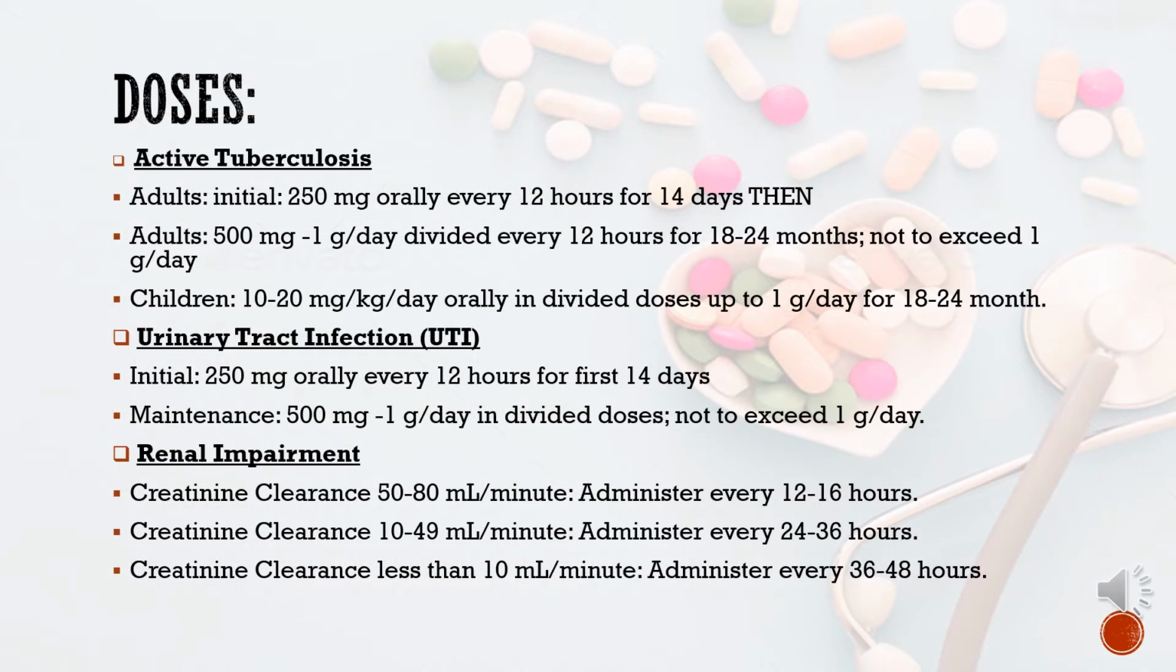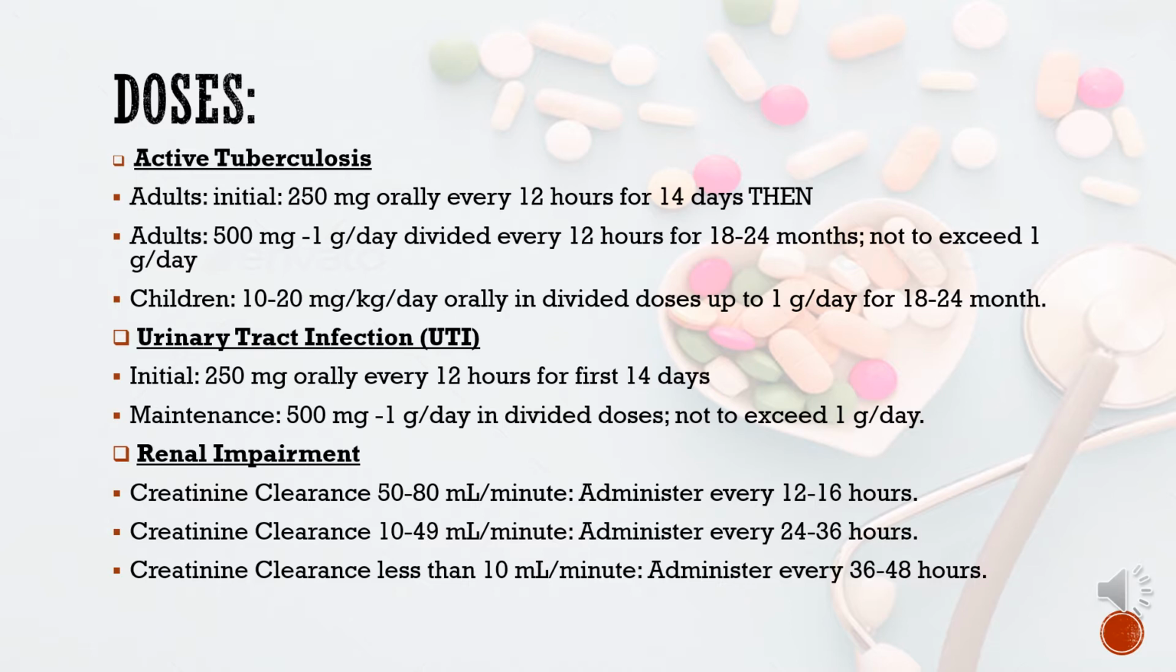These are the doses of cycloserine. For active tuberculosis in adults, we give 250 mg orally every 12 hours for 14 days, and then go up to 500 mg to 1 gram per day in divided doses every 12 hours for 8 to 24 months. In children, 10 to 20 mg per kg per day orally in divided doses, and can go up to 1 gram per day for 18 to 24 months.